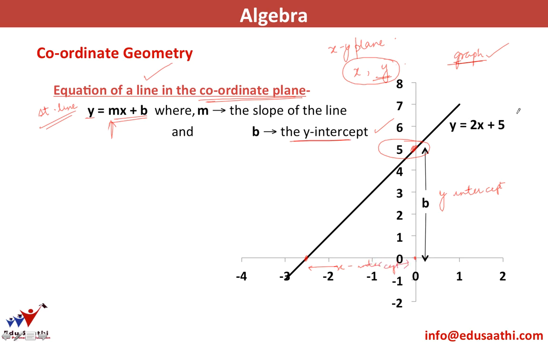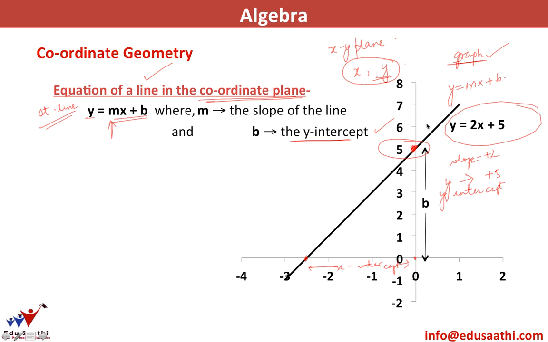So if I look at this equation of the line, y is equal to 2x plus 5, and if I just compare it with y is equal to mx plus b, that means the slope of this line is plus 2 and the y-intercept is plus 5. So it will be cutting the graph in a positive direction on the y-axis at 5.